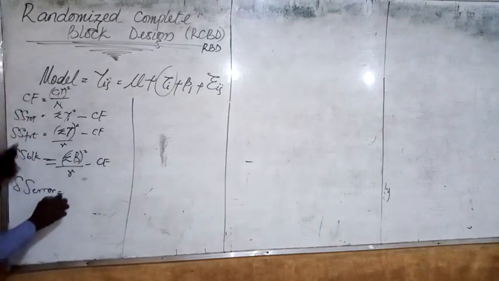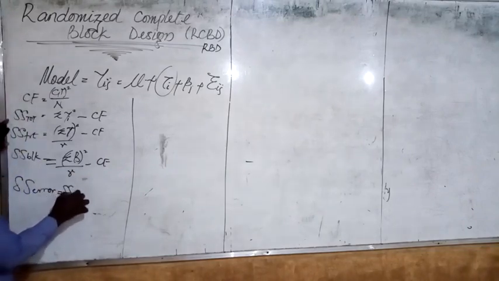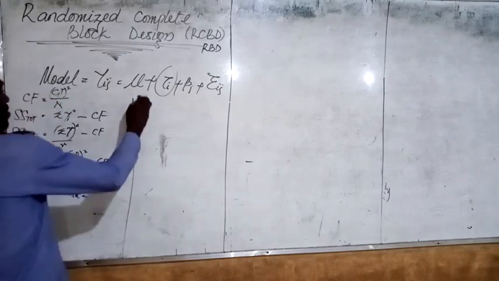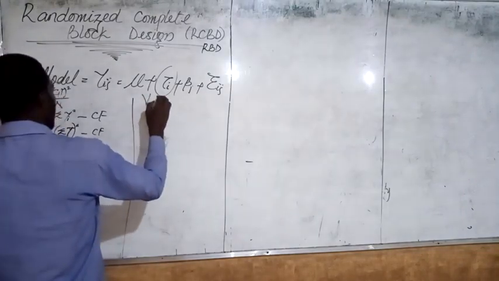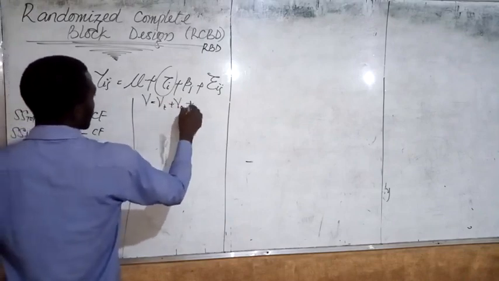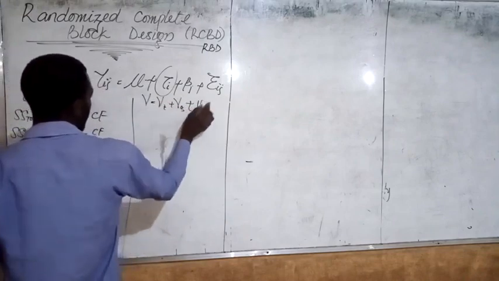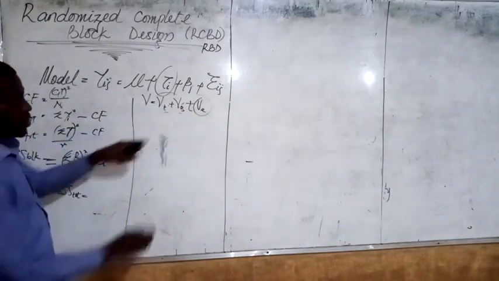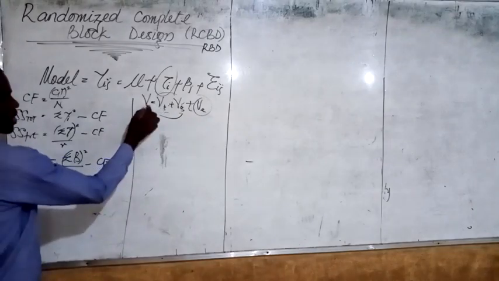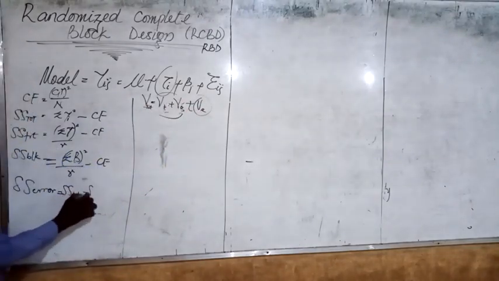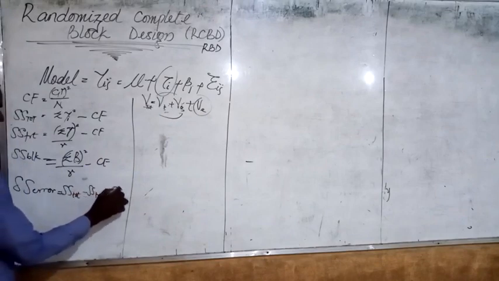Then SS error is going to be what? SS total minus, because remember the formula I gave the other time, that the total variation is equal to variation due to treatment plus variation due to blocking plus variation due to error. So we are looking for the error and you're cutting these two, you simply subtract these two from the total, and then you get the error. So it's going to be SS total minus SS treatment minus SS block.